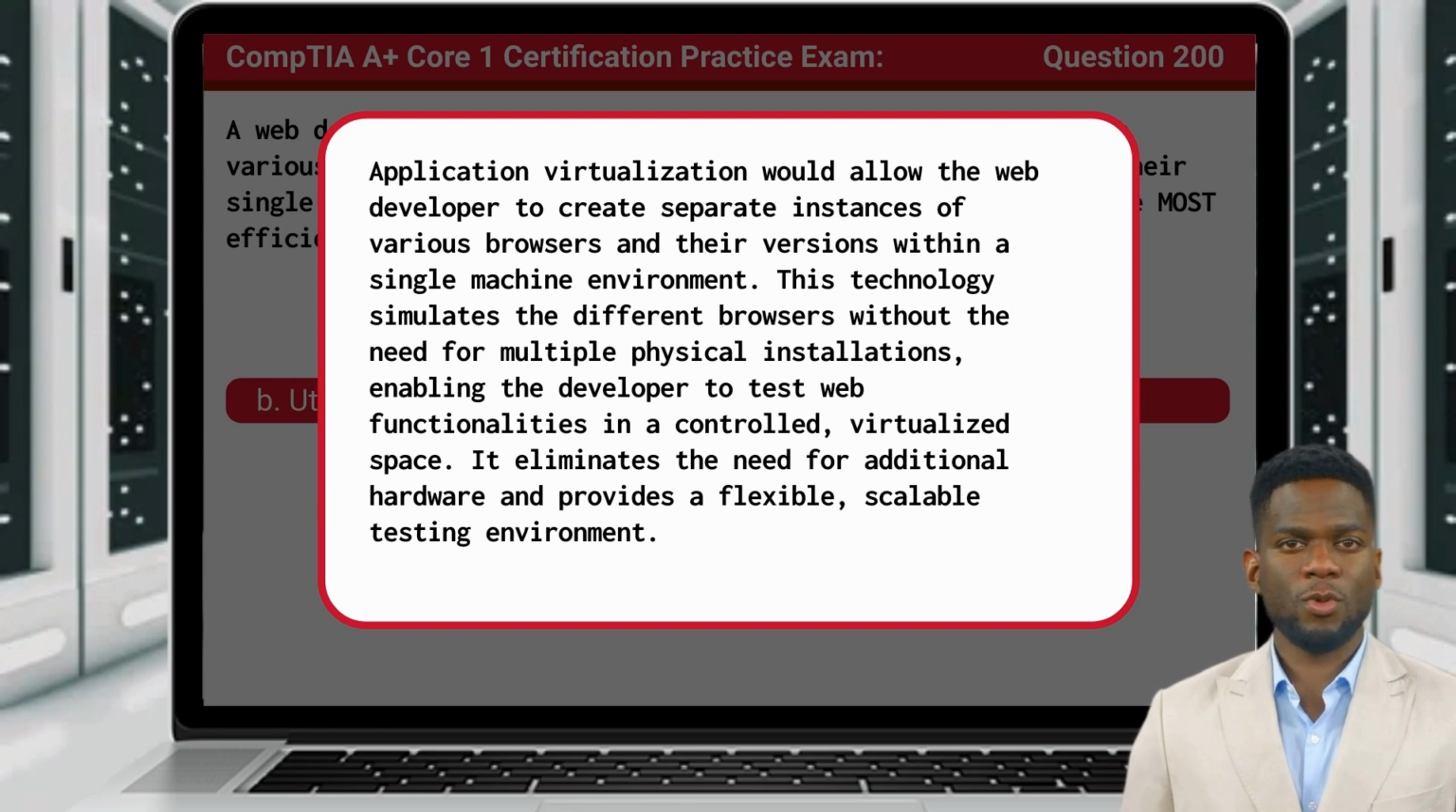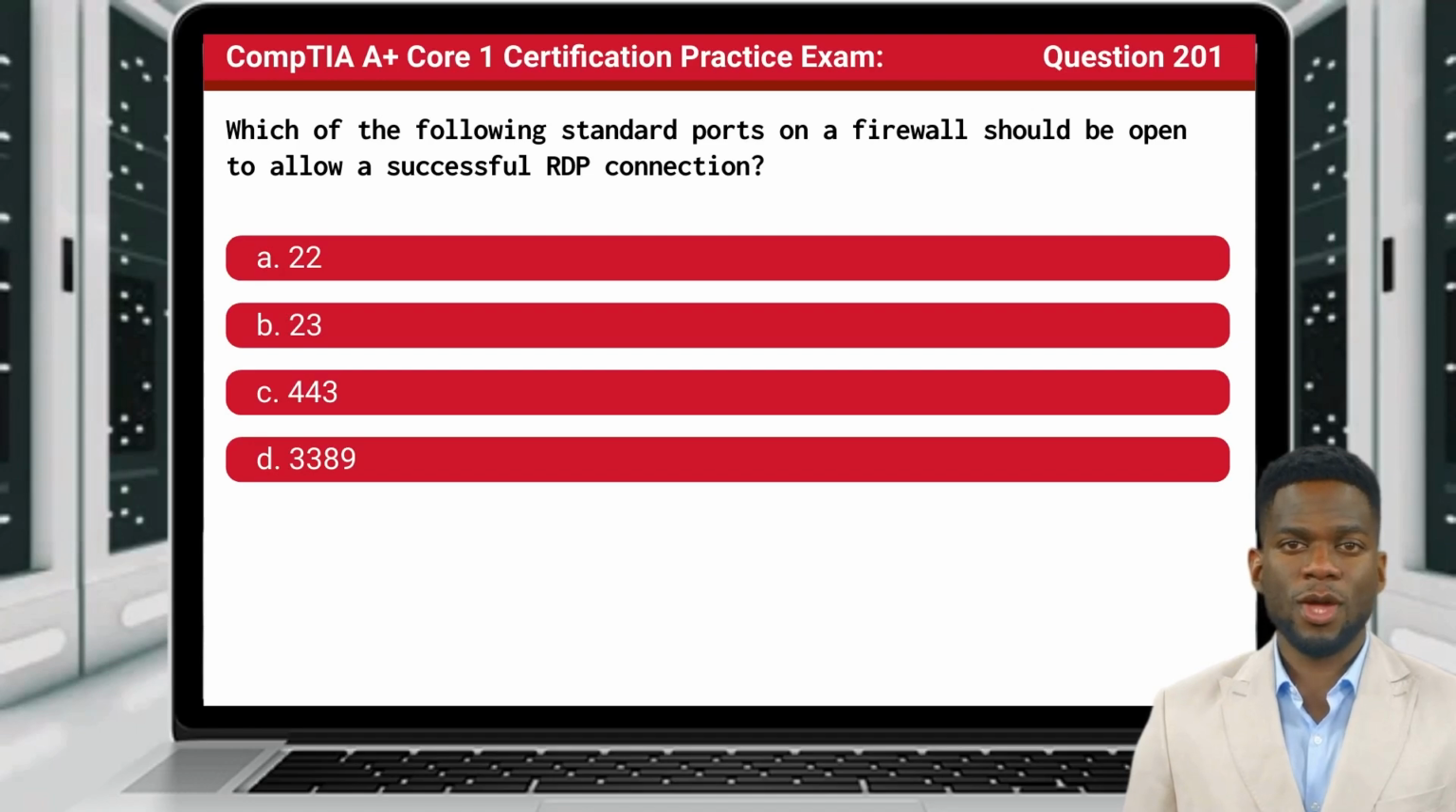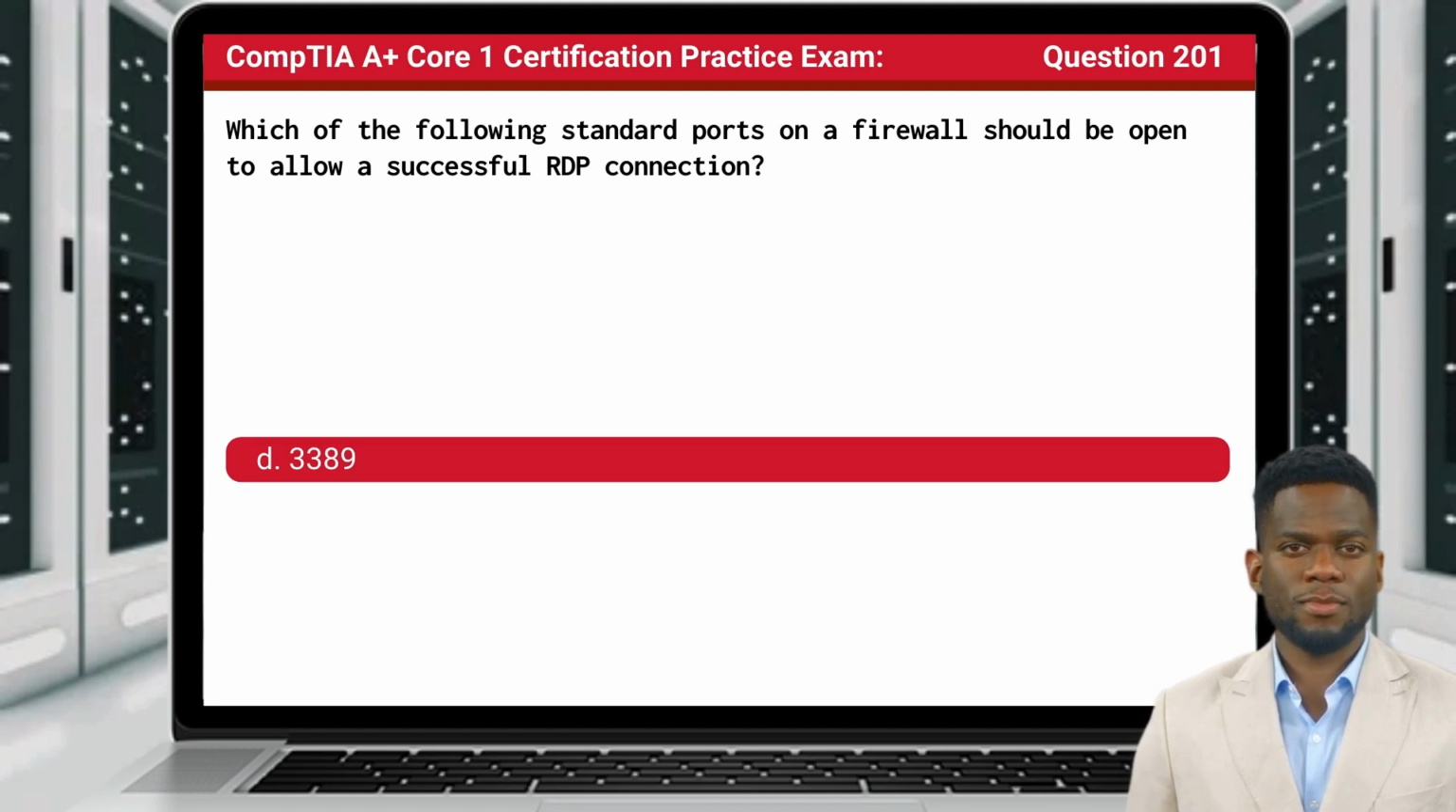Wow! You have completed 200 questions. How about one more question as a reward for your hard work? Question 201. Which of the following standard ports on a firewall should be open to allow a successful RDP connection? The answer is D. 3389.